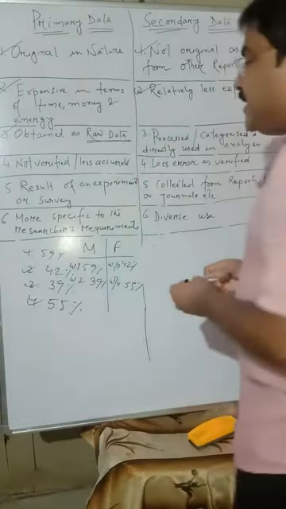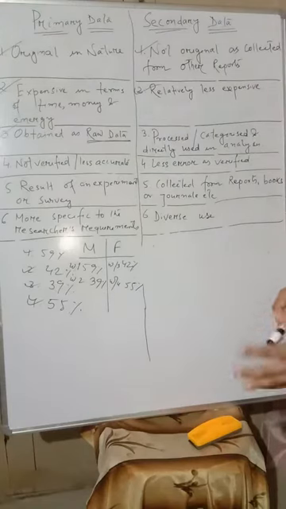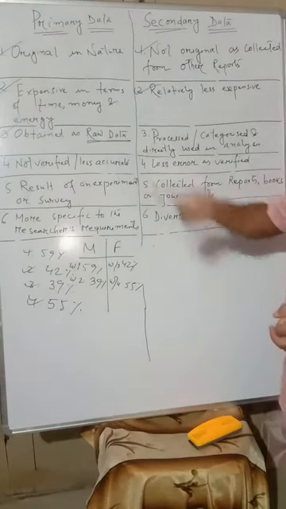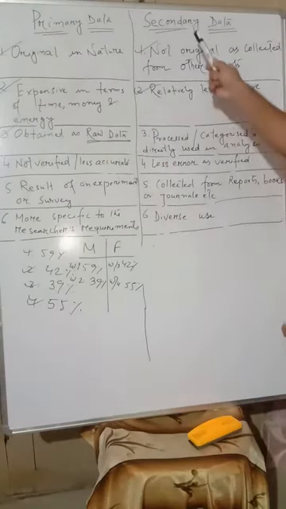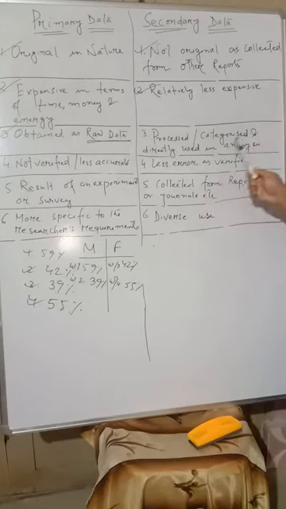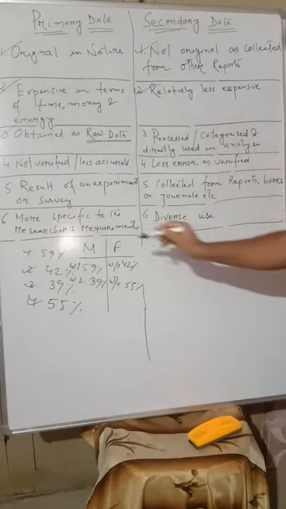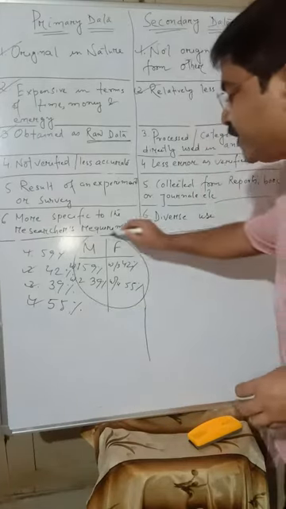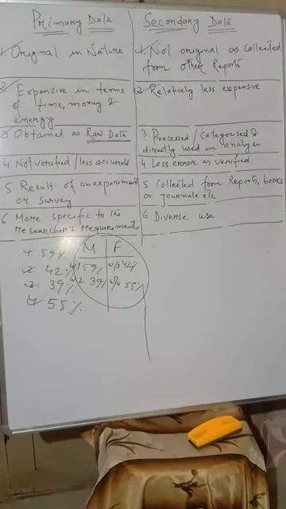So primary data is not processed, so it is called raw information or raw data. But secondary data is processed or categorized and directly used in analysis. Now that table you can take directly for analysis purposes.